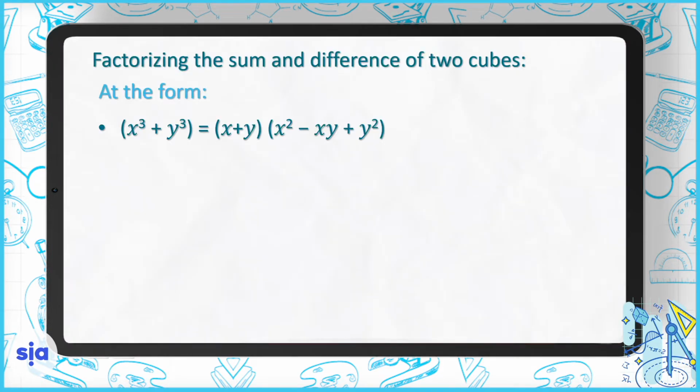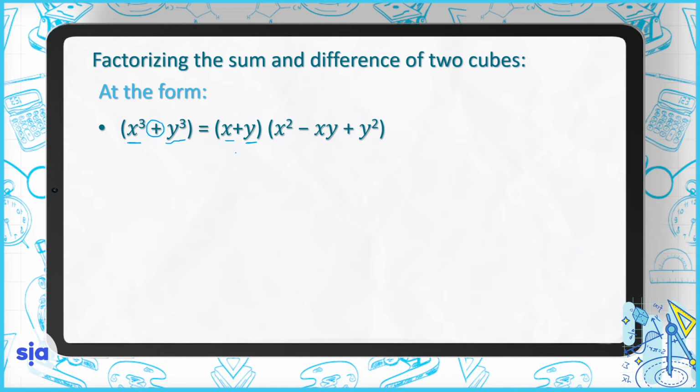In this session we'll be learning and working on the factorization of the sum and difference of two cubes. In this form, you can see that x power 3 plus y power 3, we factorize it as the cubic root of the first term, which is x, and we take the same sign as it is, then the cubic root of the second term, which is y.